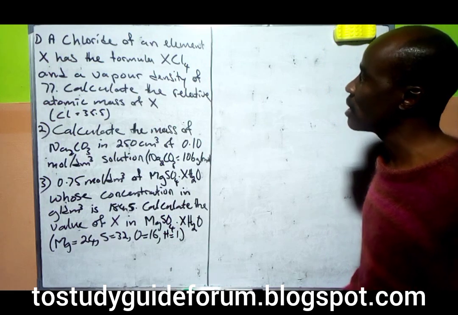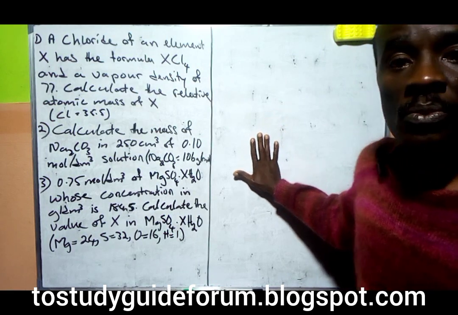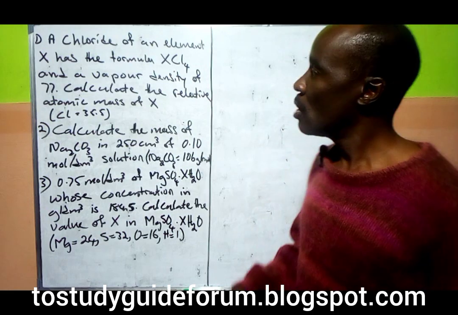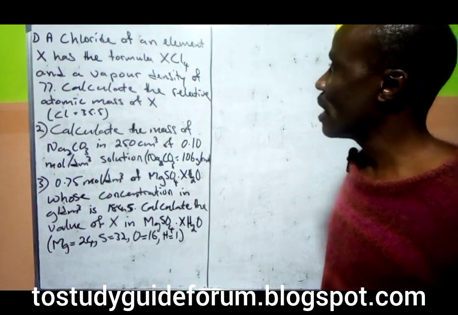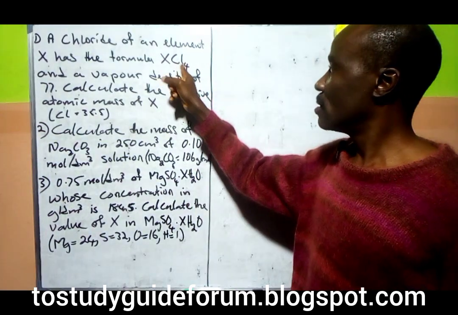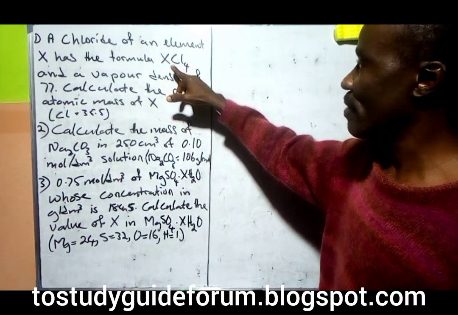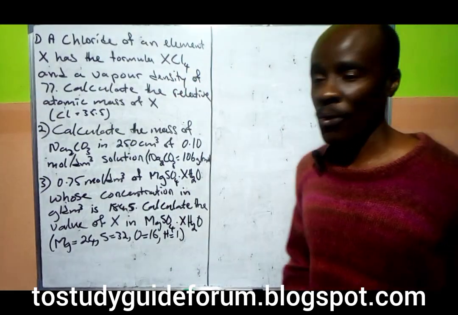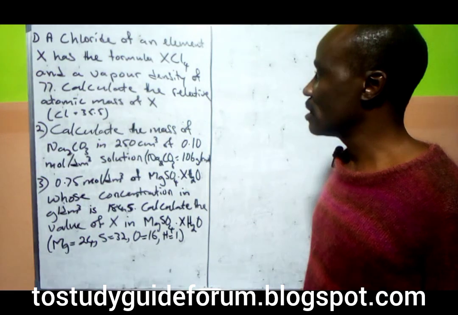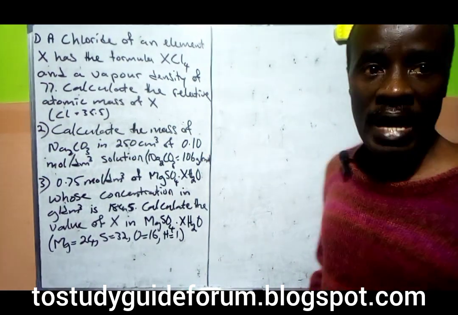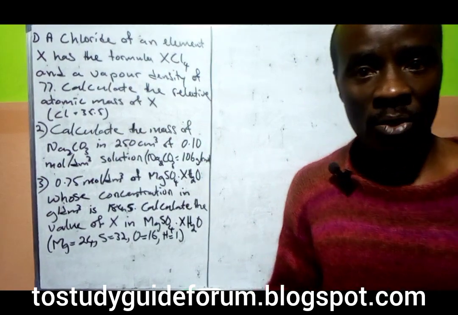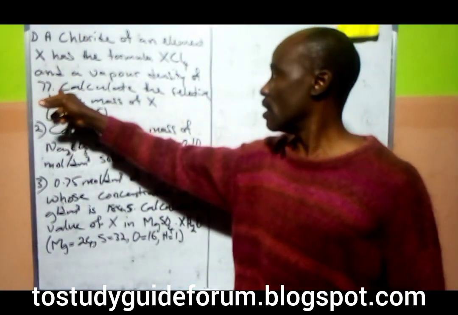So now, let's look at the number one question. That's the first calculation that appeared in that exam. Say that the chloride of an element X has the formula XCl4 and a vapor density of 77. Calculate the relative atomic mass of X. We are asked to calculate the relative atomic mass of X. And we are given the vapor density.